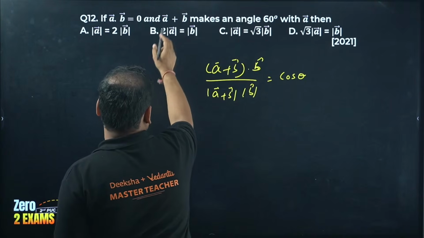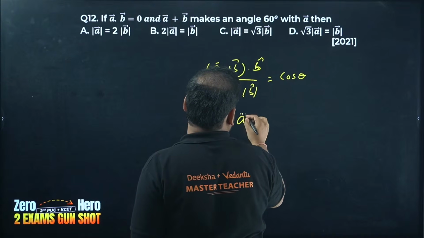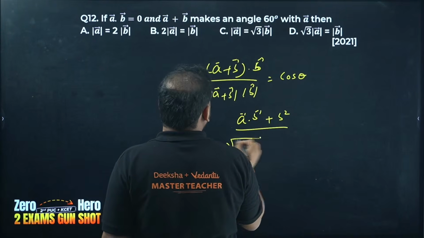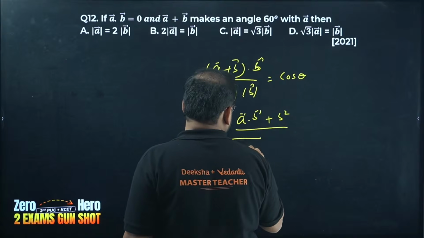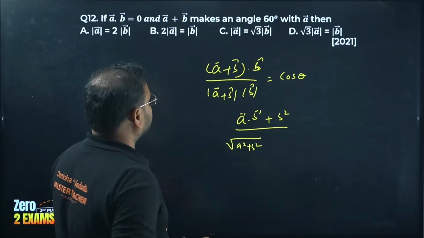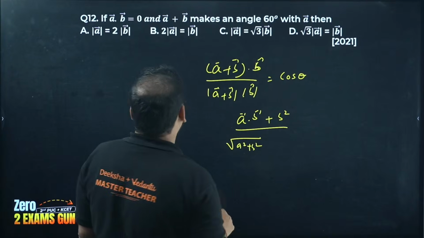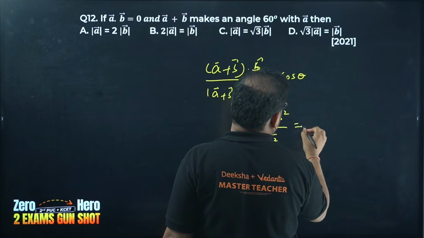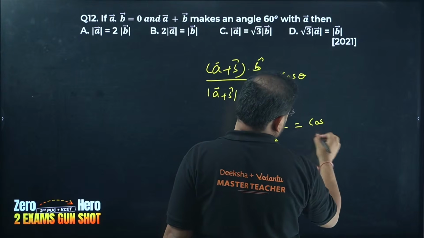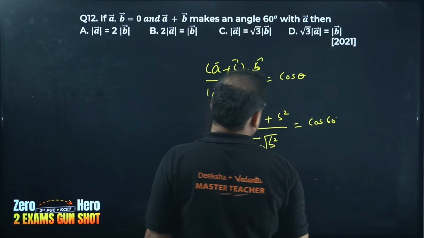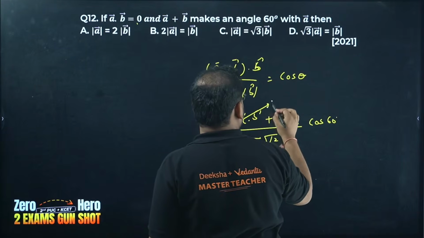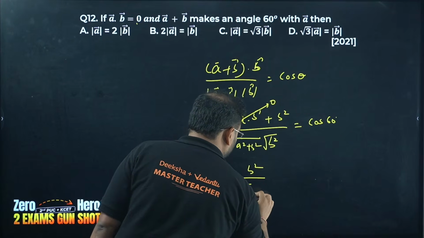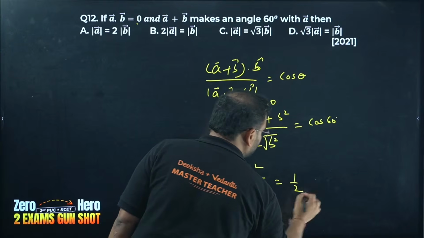Expanded over here, you'll get A dot B plus B square divided by, this will be what? This will be your A square plus B square, right? And this will be simply root of B square. You'll have over here as cos of 60 degrees. A dot B is 0. They've given that. So this whole thing is going to be 0. We have only B square by root of A square plus B square into B equals to 1 by 2.